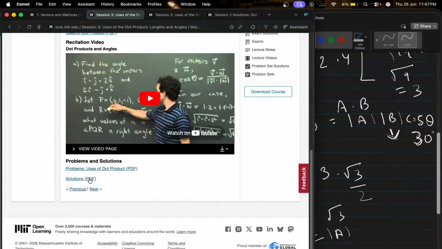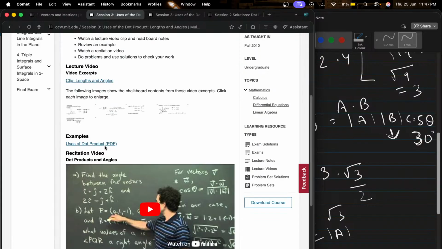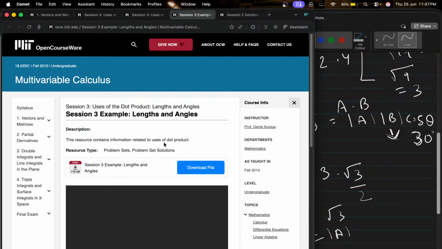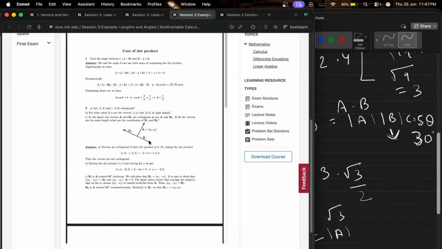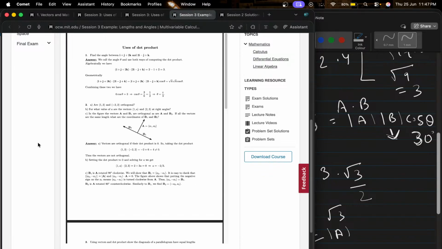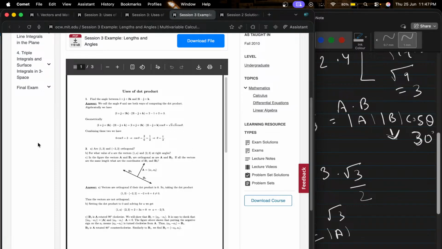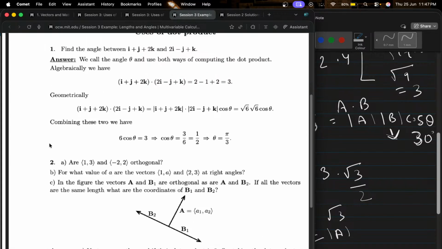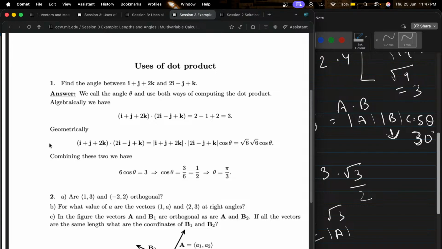Okay, do we have a reading material? We have some examples. I don't think this is the core or the useful part, but yeah, let's study. So uses of dot product: find the angle between this and this.